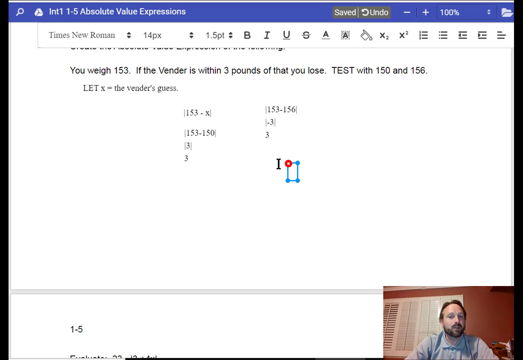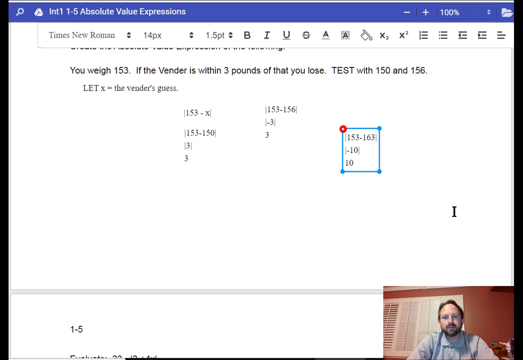Well, let's test something we know is wrong. We know that we weigh 153, and let's subtract. The person guesses 163. So is he 10 pounds over? Yeah, he's 10 pounds over. 153 minus 163 is negative 10. And so the absolute value of negative 10 would be 10. How far away is negative 10 from 0? It's 10. So therefore, you get the prize. But let's go on.